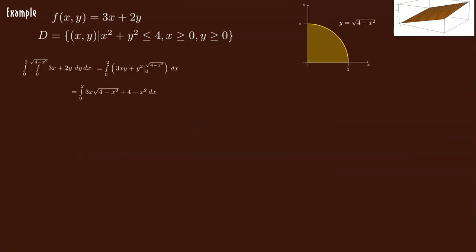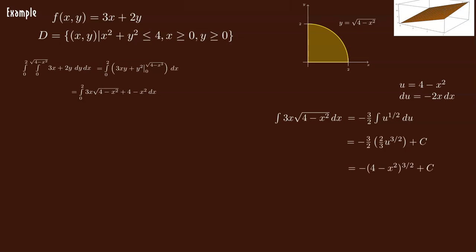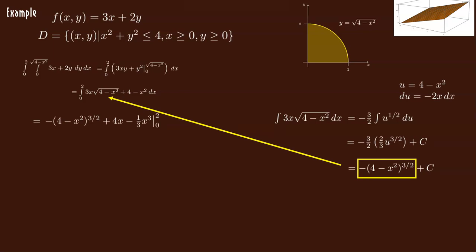If I do this by substitution, I'm going to let u equal 4 minus x squared, so du is negative 2x dx. That means my 3x square root of 4 minus x squared dx becomes negative 3/2 integral of u to the 1/2. Integrating that and simplifying and plugging back in. So that goes right there. Integrating, I get this, plus 4x minus 1/3 x cubed. I plug in the 2, then I plug in the 0. I get this mess. I simplify, I get 40/3.